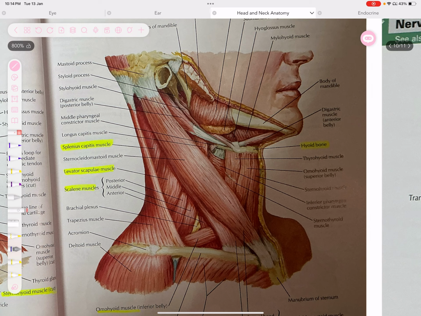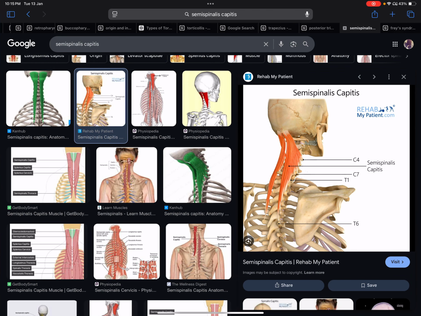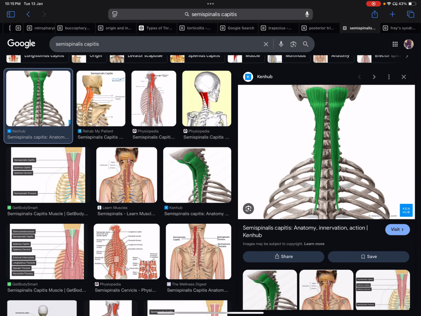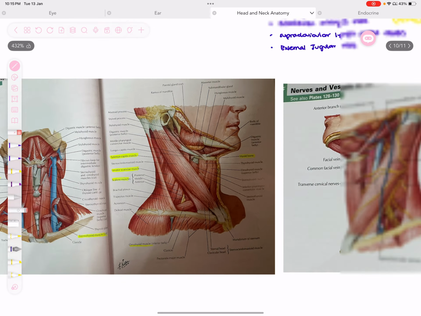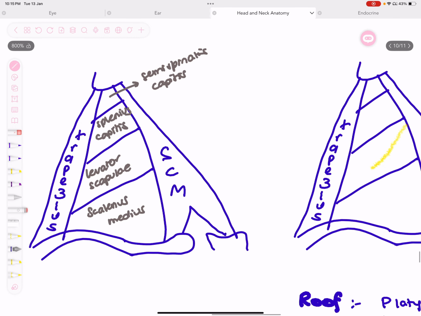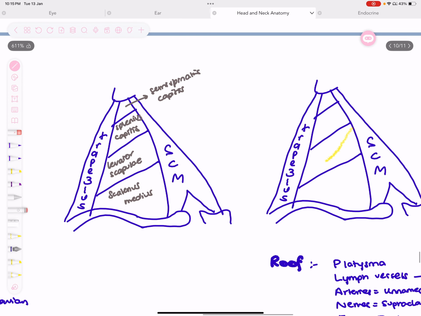So these were the boundaries, but there is a roof as well as a floor. When you talk about the floor, we have four muscles. First of all, it's not visible here, but you have semispinalis capitis. If you can see this muscle right here, this is my semispinalis capitis. Then you can notice this is splenius capitis. Then you have levator scapulae, and then scalenus medius. So let's go again: semispinalis capitis, splenius capitis, levator scapulae, scalenus medius. You have to learn it as it is. There's no mnemonic for that.